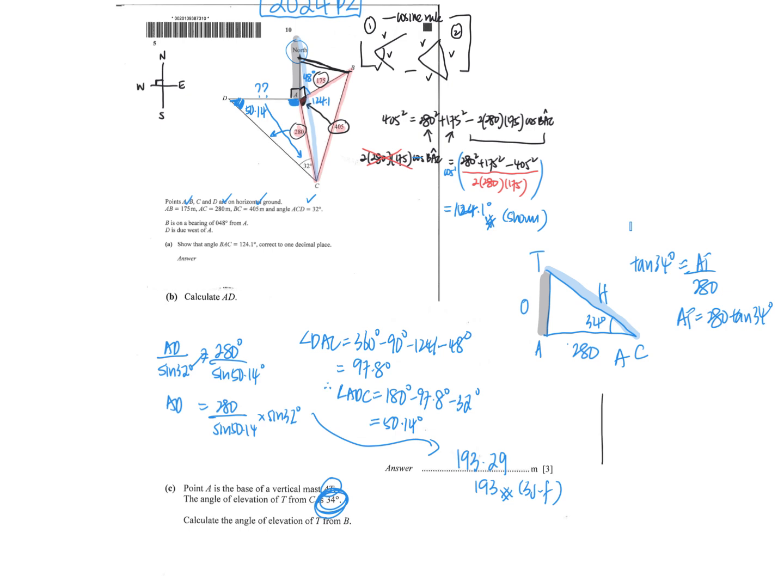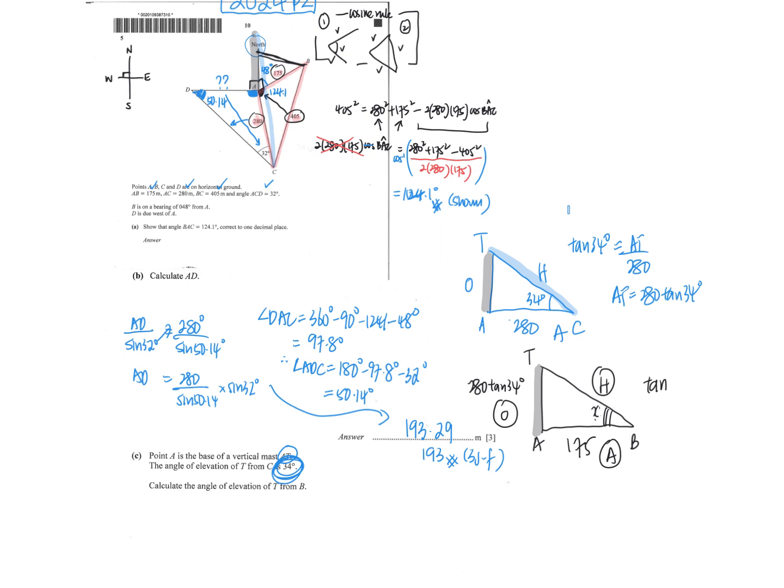So you go and draw another triangle from B. AT is known to me already. I know this is 280 tangent 34. I want to find what this angle is. In order to find this, I know AB is 175 from the diagram. So to find the angle, with O and A, again it is tangent. So tangent of this angle X is O over A. Then to find X, you just use tangent inverse.